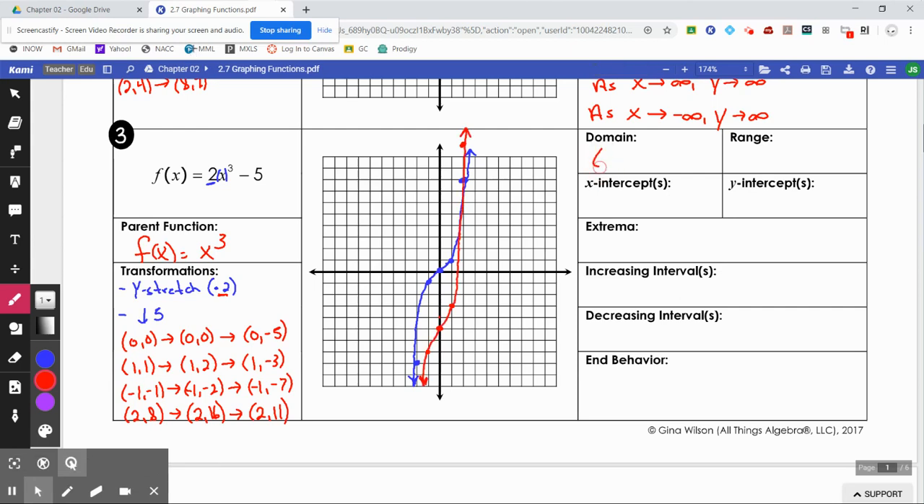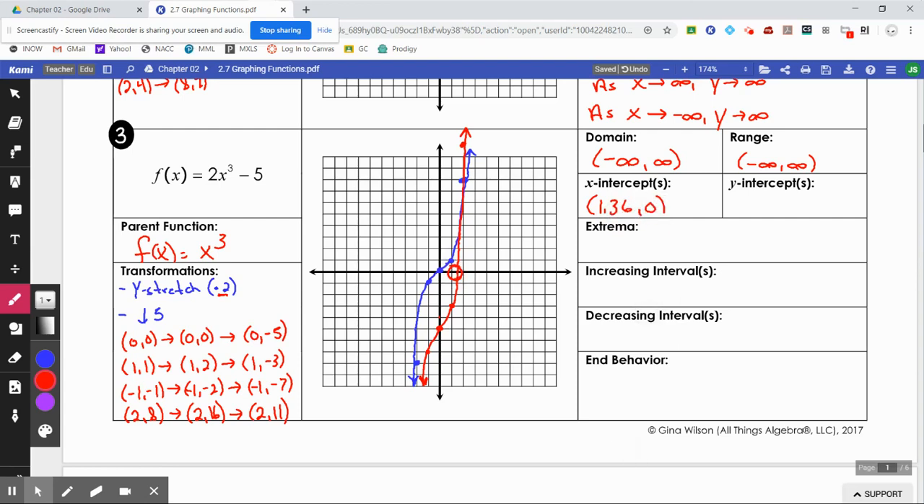Okay, domain is going to be all real numbers. That's what you can plug in. What you get out would be the range, which would also be all real numbers. Your x-intercept, now this one's a little tough. I've only got one x-intercept, and just to remind you, to find an x-intercept, you plug in 0 for y, move the 5 over, divide by 2, and to get rid of a cube, you would cube root, or you can use Desmos to find that x-intercept, and that x-intercept is going to be about 1.360, and you can see it about right there.